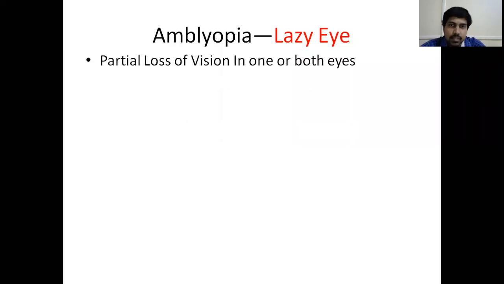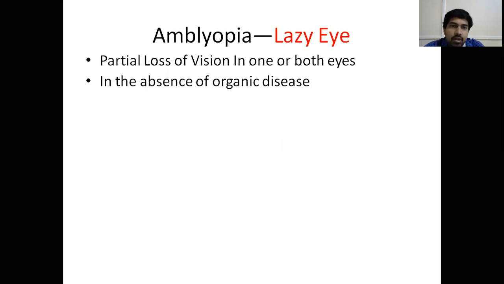So amblyopia is partial loss of vision in one or both eyes. Suppose the visual acuity should be 6/6, but it will not be 6/6. It will be something like 6/60 or 6/36 in that particular eye, in the absence of any organic pathology or organic disease. Suppose the cornea is clear, the retina is good, everything is good, and there is no refractive error, but still the vision is reduced in one eye or both eyes. Then that is because of amblyopia.